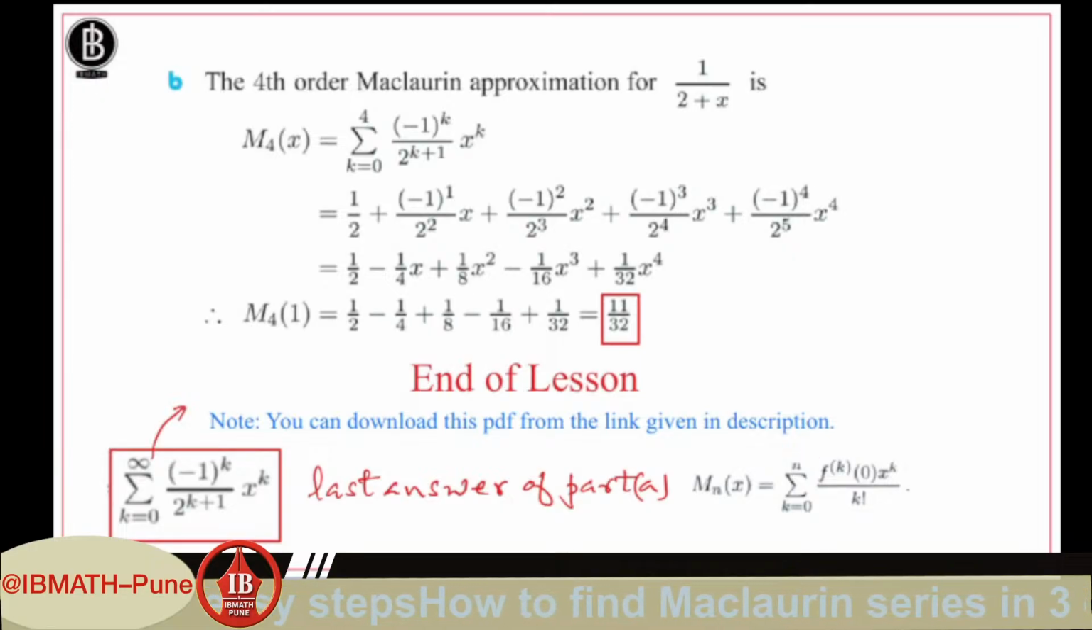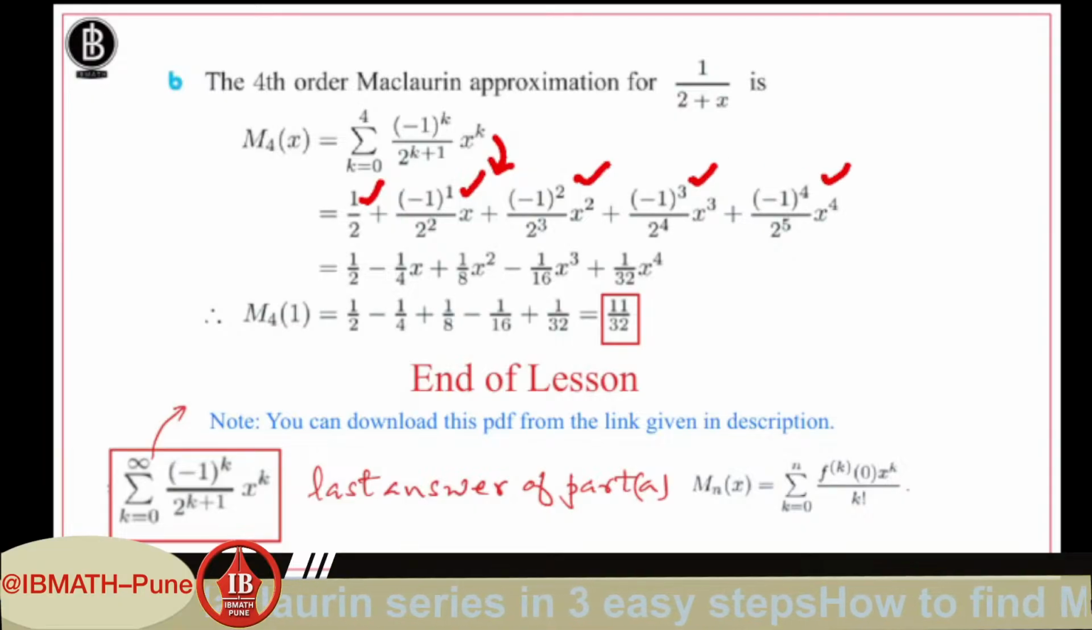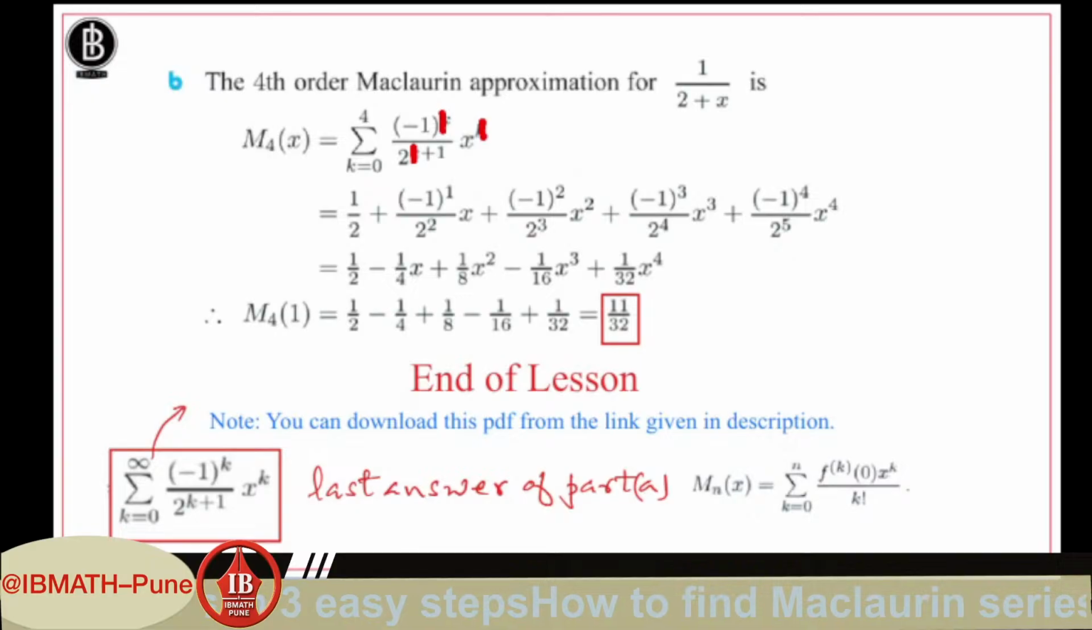Now, to simplify it, replace k by 0, you get the first term. k by 1, you get the second term. In this, we are replacing k by 2, third term. k by 3, fourth term. k by 4, fifth term. I hope you understand this. This is very simple. Replacing k by 1 in all places, then k by 2, k by 3, and the last term k by 4. So I'm getting all these terms. The simplified form is this.